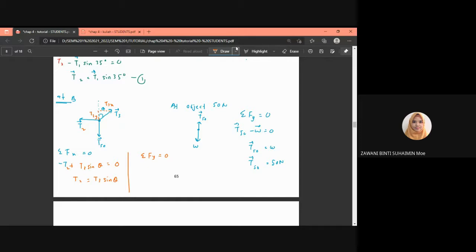Fx was done earlier. So for Fy, we have T50 downwards, so negative T50. And then we have T3 in Y component, so we use plus because it is upwards. So it is T3 cos theta is equal to 0. We already know the 50, so 50 Newtons plus T3 cos theta is equal to 0. Can we find T3?